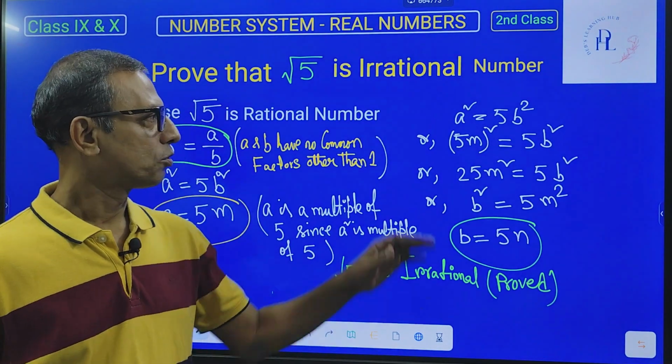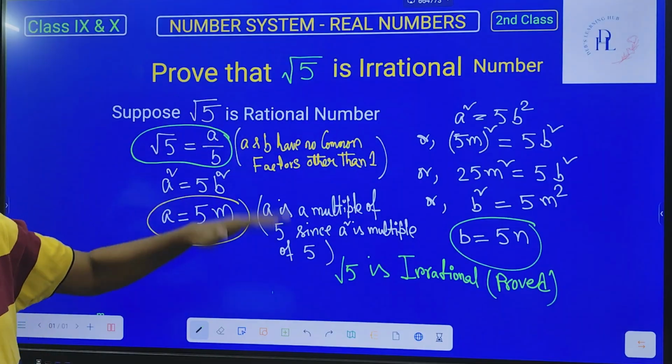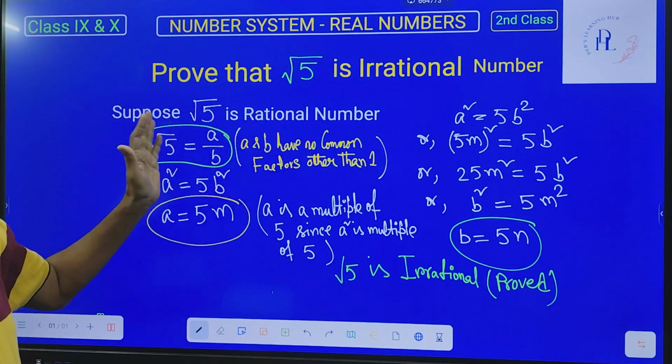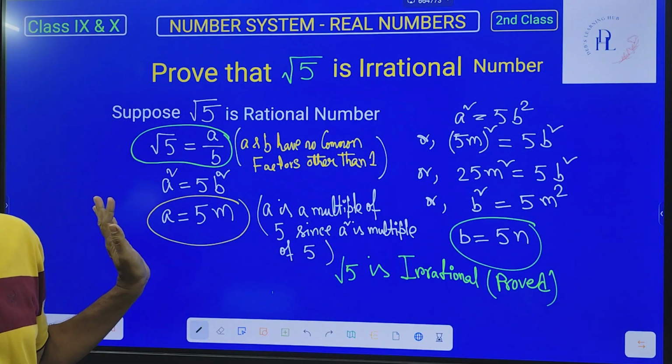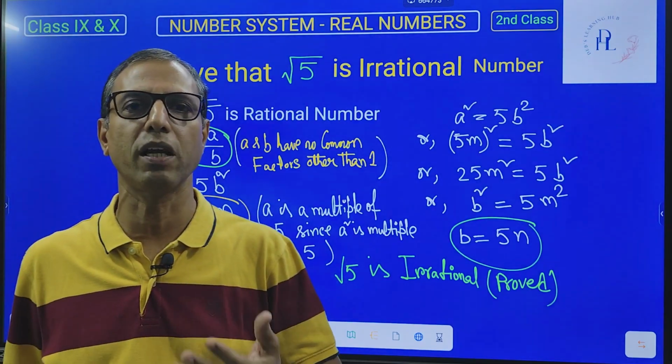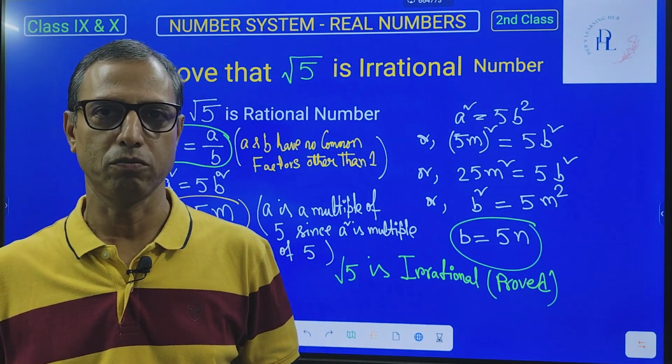Got it? So this is a very common question. It could be root 5, it can give root 3 also, root 7 also, but the same process. Okay? Very common question both in CBSE and ICSE board exams as well as in your school or class exam too. Okay?